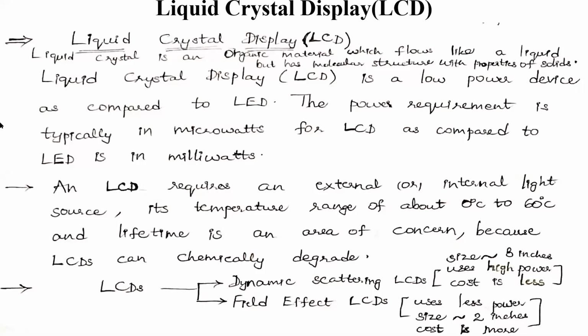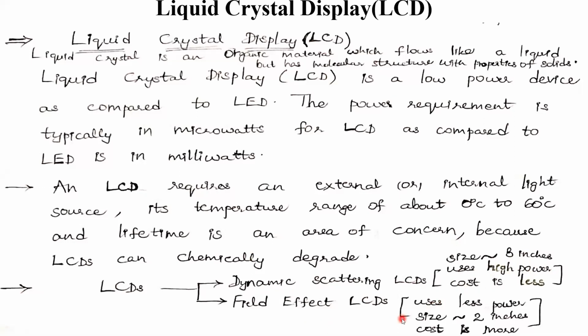Next one, LCDs are of two types, that is dynamic scattering LCDs and field effect LCDs. In dynamic scattering LCDs, the size is 8 inches, it uses high power, and cost is less.